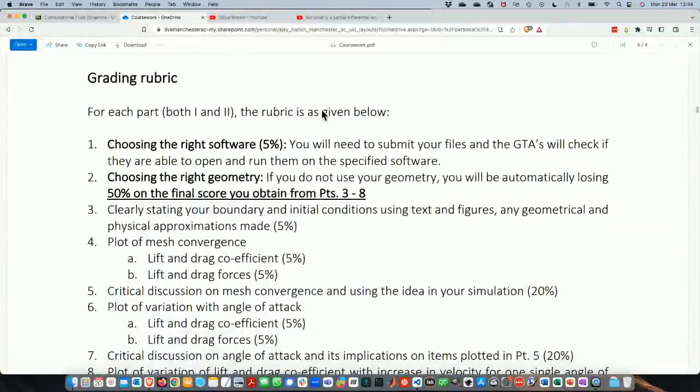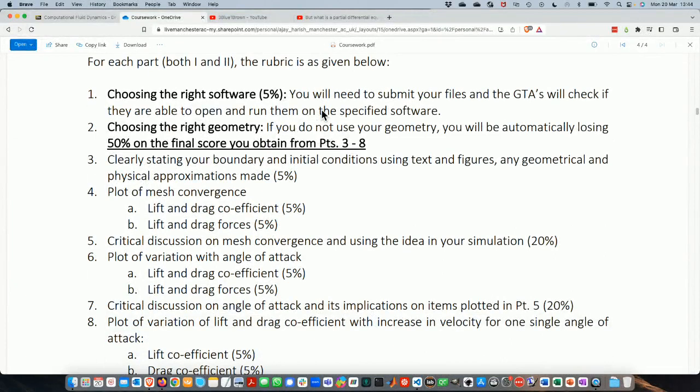Yeah, so the grading rubric: choosing the right software gives you 5%, right? So that makes the life of the GTAs a little bit easier. So if somebody is going to use anything other than Ansys Fluent 2022 R1, like StarCCM or OpenFOAM or something, please let us know beforehand so that we know that you're going to use that, right? I don't want you to lose points for that.